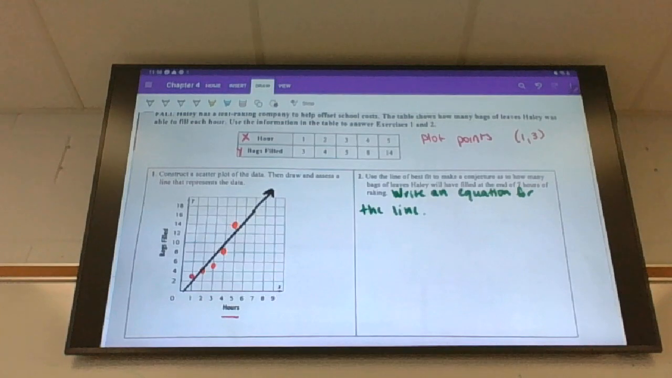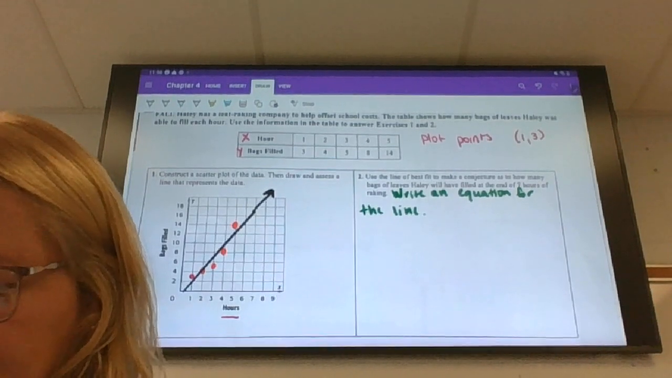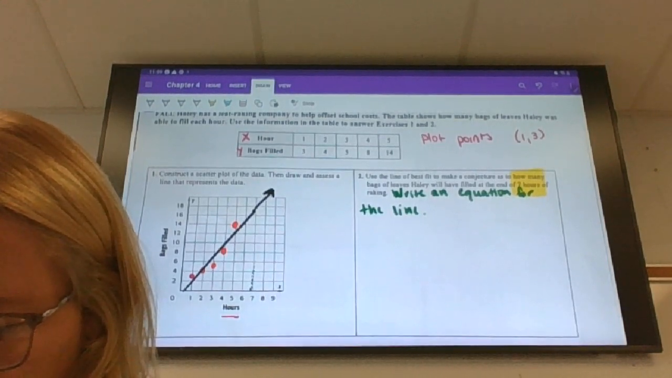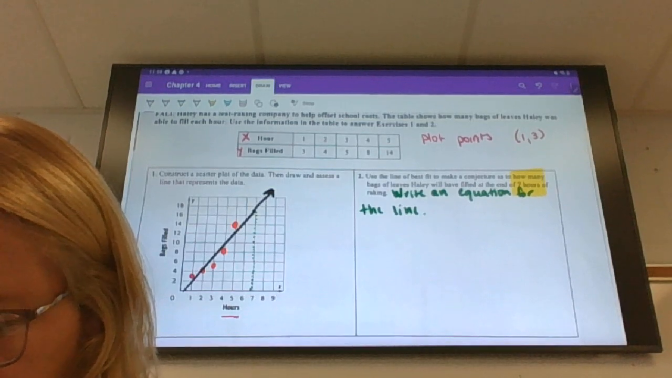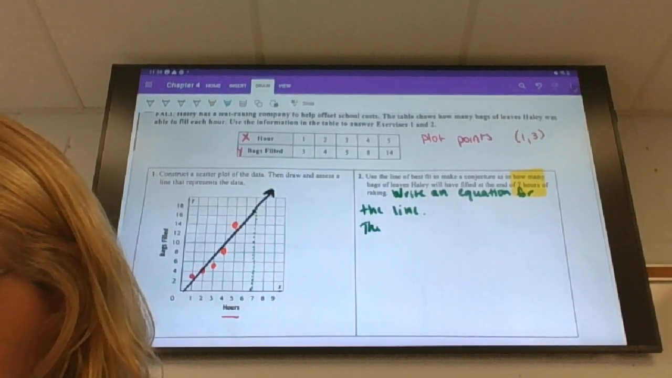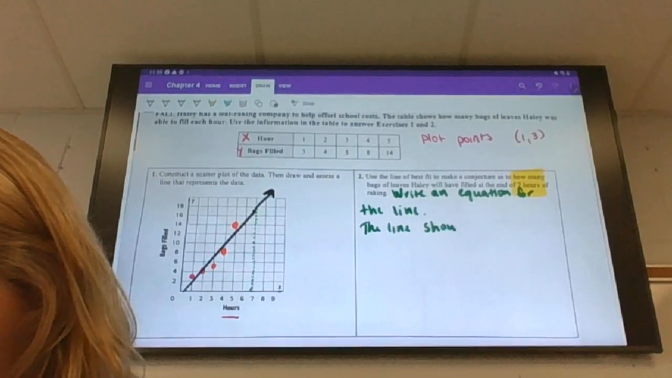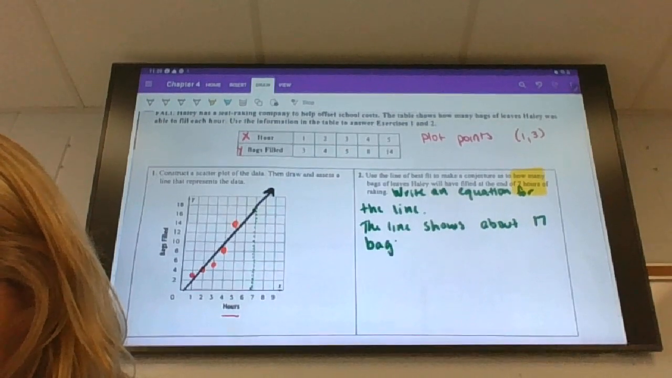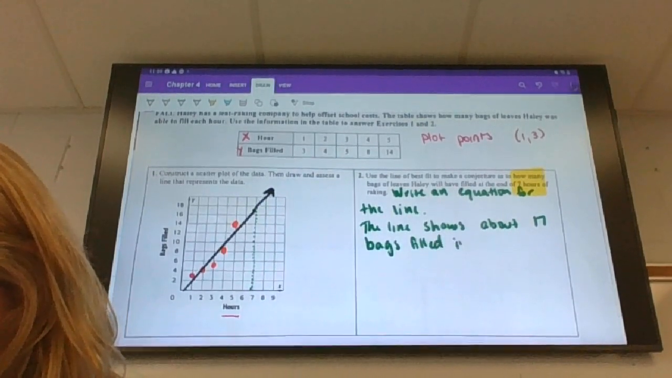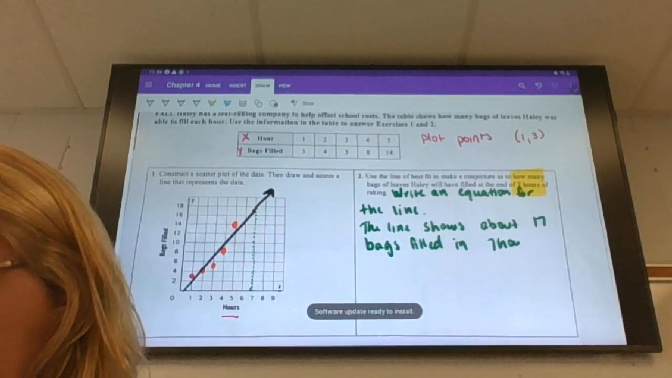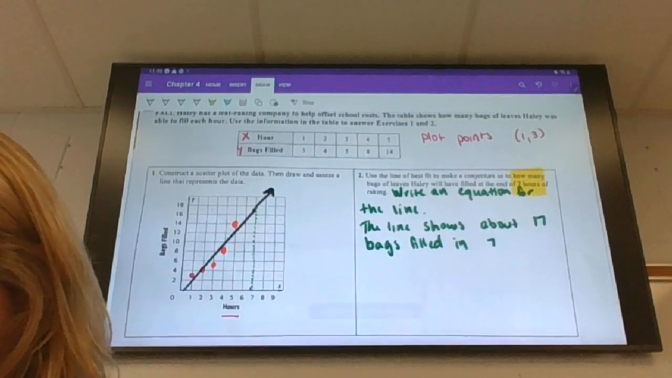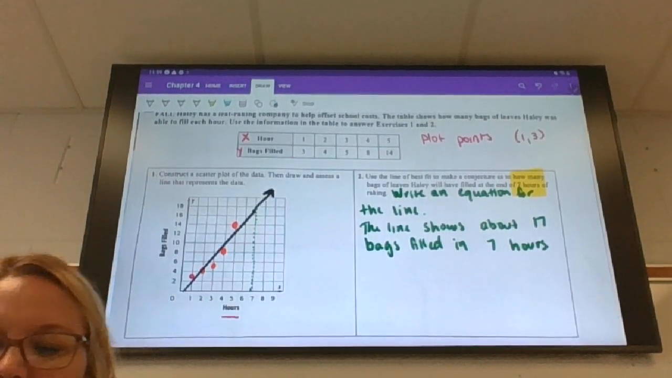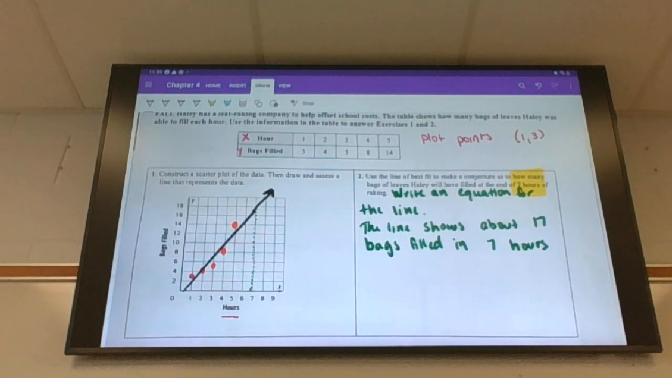If you use your line to make a conjecture, it says we want to know how many bags she can do in 7 hours. So I'm going to go from 7, I'm going to count up. And I'm going to say the line shows about 17 bags filled in 7 hours. That's what mine shows, but yours might show something different. So that's my prediction. Now I'm going to write an equation and find out for sure.